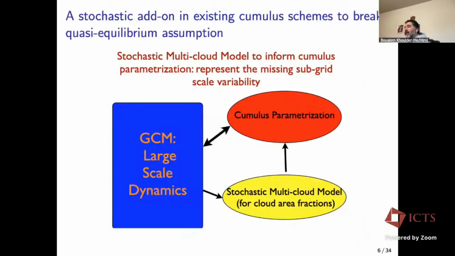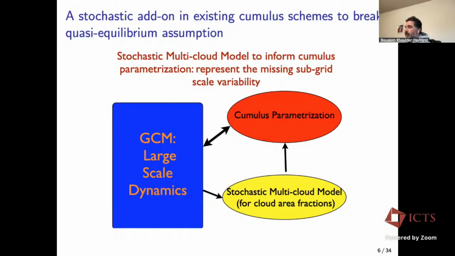So the idea is to build a stochastic model that can capture these statistical features, this nonlinearity, and this kind of self-similarity that's highly nonlinear.